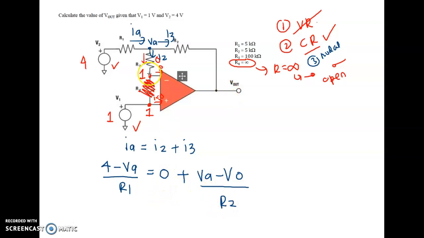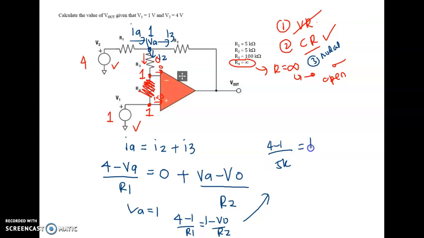Okay, so since you know here is 1 and there is no current flow here, this one is transferred to VA. So now here also becomes 1. So your VA is actually 1 volt. So it becomes 4 minus 1 over R1 equal to 1 minus V out over R2. Okay, so when you substitute the value, it becomes 4 minus 1 over R1, which is 5K, equal to 1 minus V out, which you don't know, divided by 5K. So cancel it, so it becomes 3 equals 1 minus V out, so V out is equal to minus 2 volt.